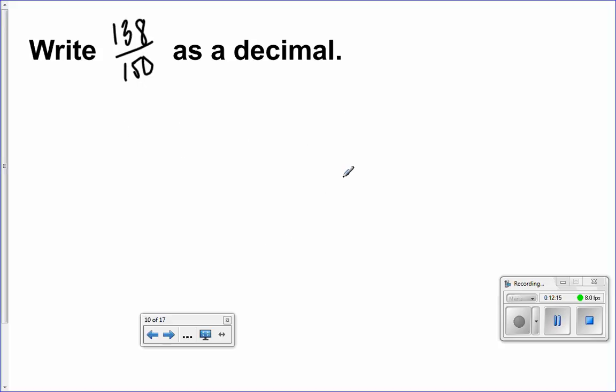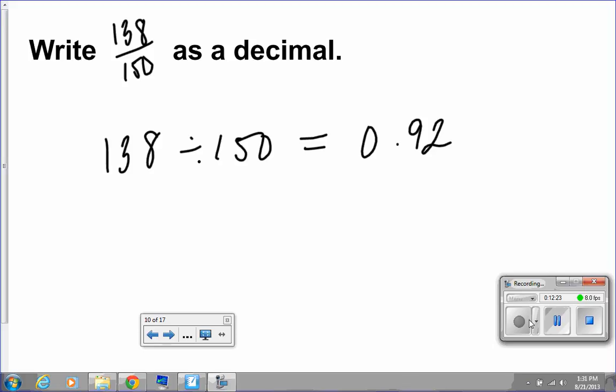Go ahead and try this one on your own. Again, you want to hit the pause button and press play after you've written down your response. In this example, you see that we got a terminating decimal as our answer. 138 divided by 150 gives us 0.92.